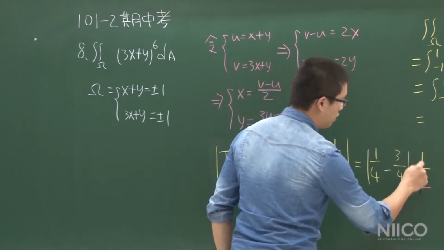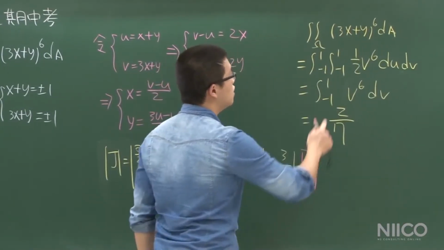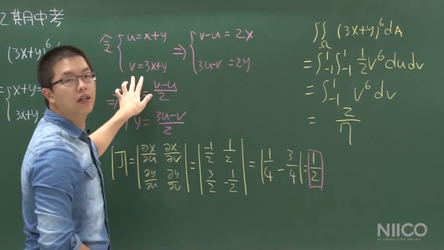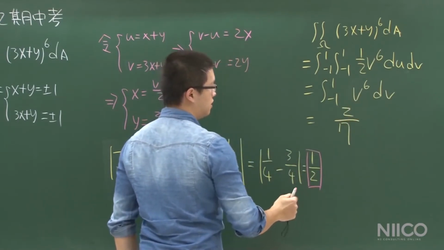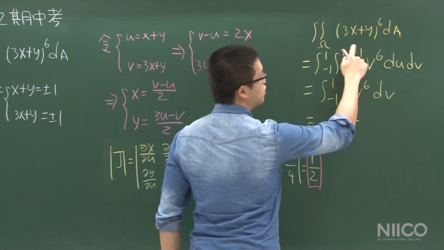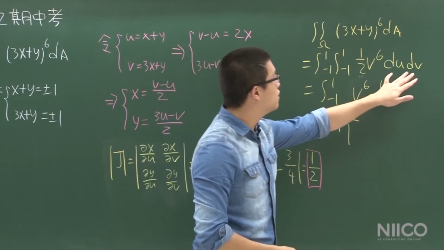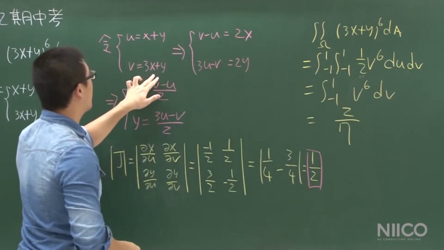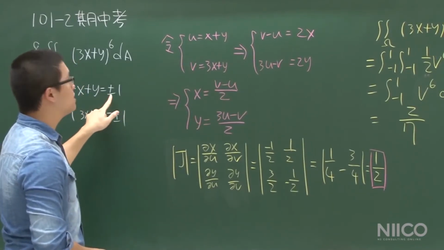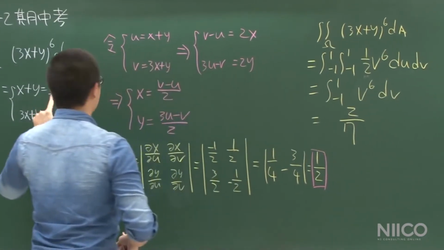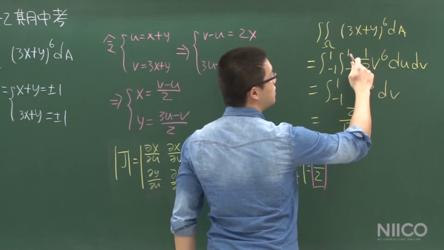So the resulting integral can be written as u is from negative 1 to 1, and v is also from negative 1 to 1, and 3x + y is equivalent to v. So this can be written as v to the power of 6 times the Jacobian, which is 1/2, times du dv. U is from negative 1 to 1, and v is also from negative 1 to 1. So after putting it in, we can see that u goes from negative 1 to 1, so it cancels out the 1/2. So it becomes the integral of v to the power of 6 dv, and v is from negative 1 to 1.